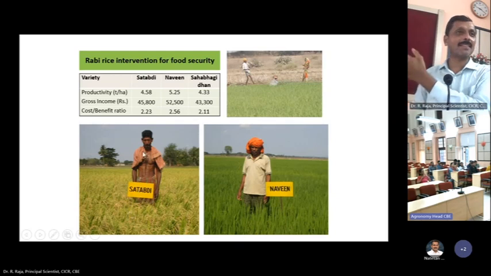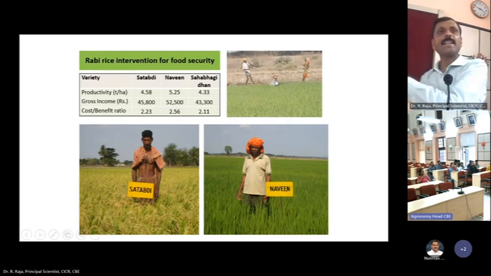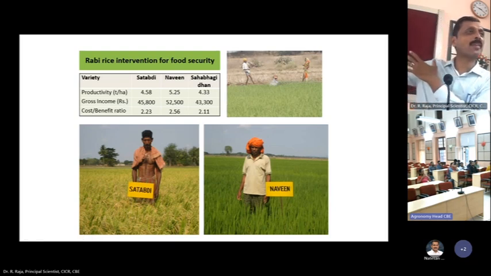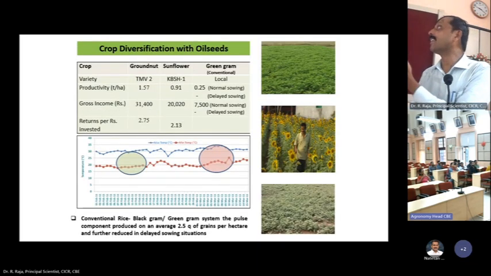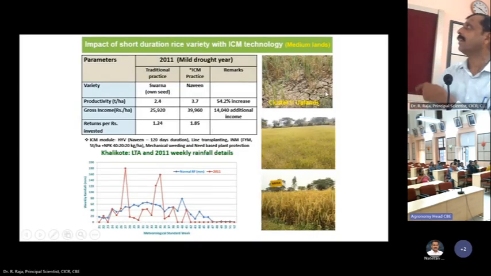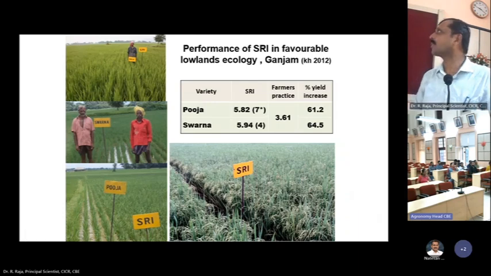Even in summer, we can have short duration rice. You see how they are taking the water from the nearby nalla. Just a small family, husband and wife, grow a summer crop in a small area for food security. Even if you replace it with a good normal variety, you can increase yield so much. The potential is there. Like that, the SRI method and other things.